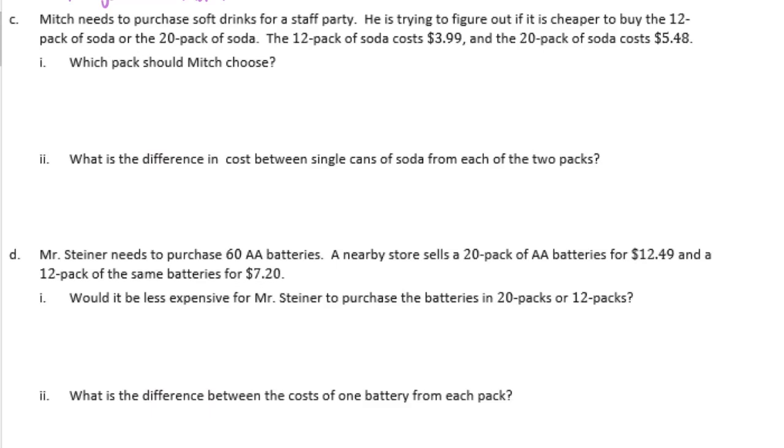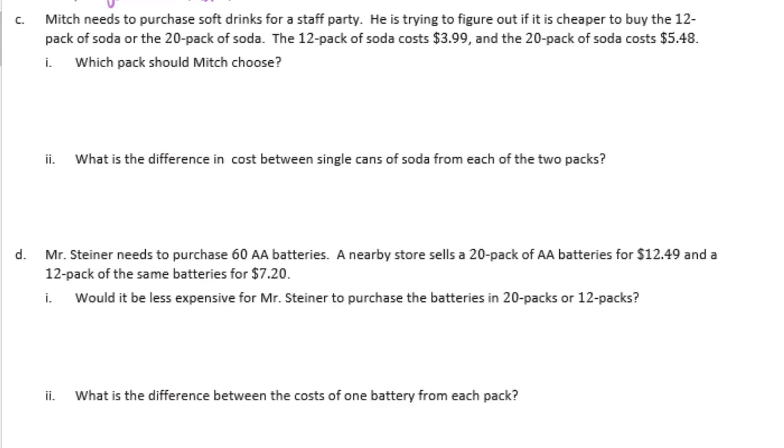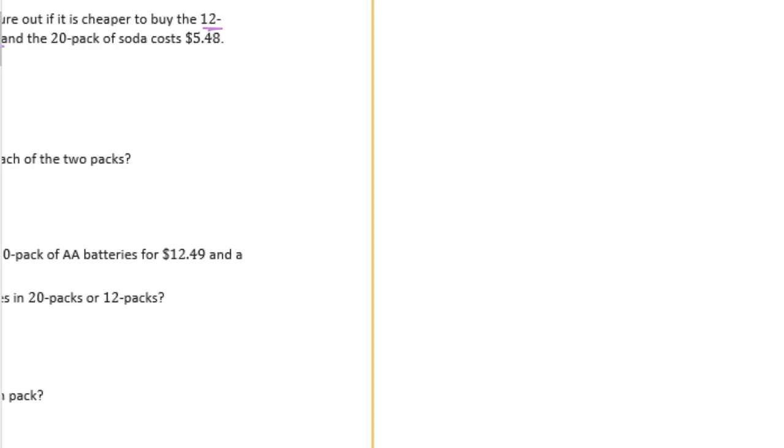C. Mitch needs to purchase soft drinks for a staff party. He's trying to figure out if it's cheaper to buy the 12-pack of soda or the 20-pack of soda. The 12-pack soda costs $3.99 and the 20-pack soda costs $5.48. Which pack should Mitch choose? So let's start with the 12-pack soda. The 12-pack is $3.99. I'm going to go over here. I'm going to run out of room since the next question's pretty close underneath it.